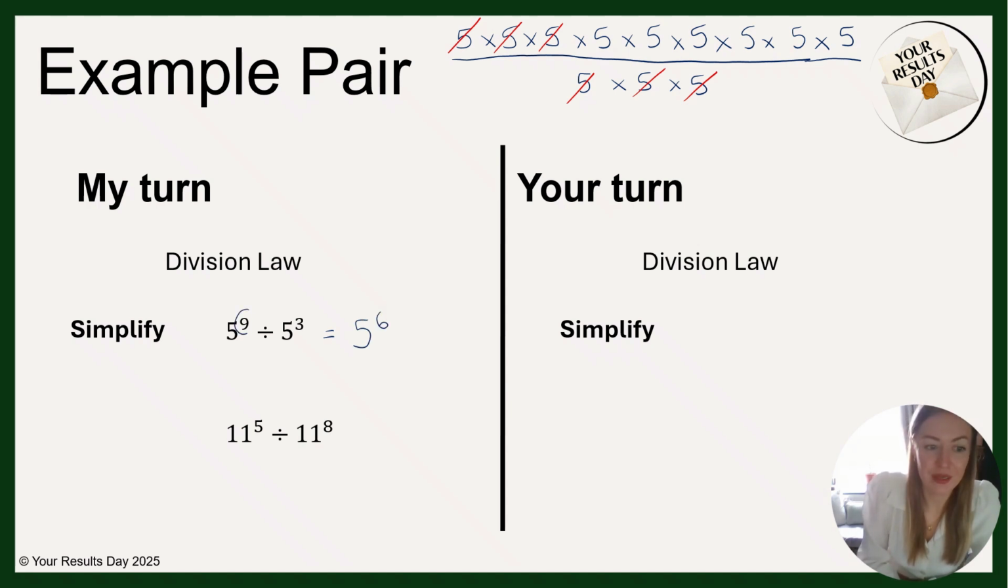And you might have been able to spot, or assumed, based on what we did with the multiplication law, that when we divide two values with the same base, we subtract the powers. So 9 take away 3 is 6, so 5 to the power of 6. And likewise with this second question, the base stays the same. We've got 5 take away 8, remembering that the order matters, don't get those the wrong way round, is -3.